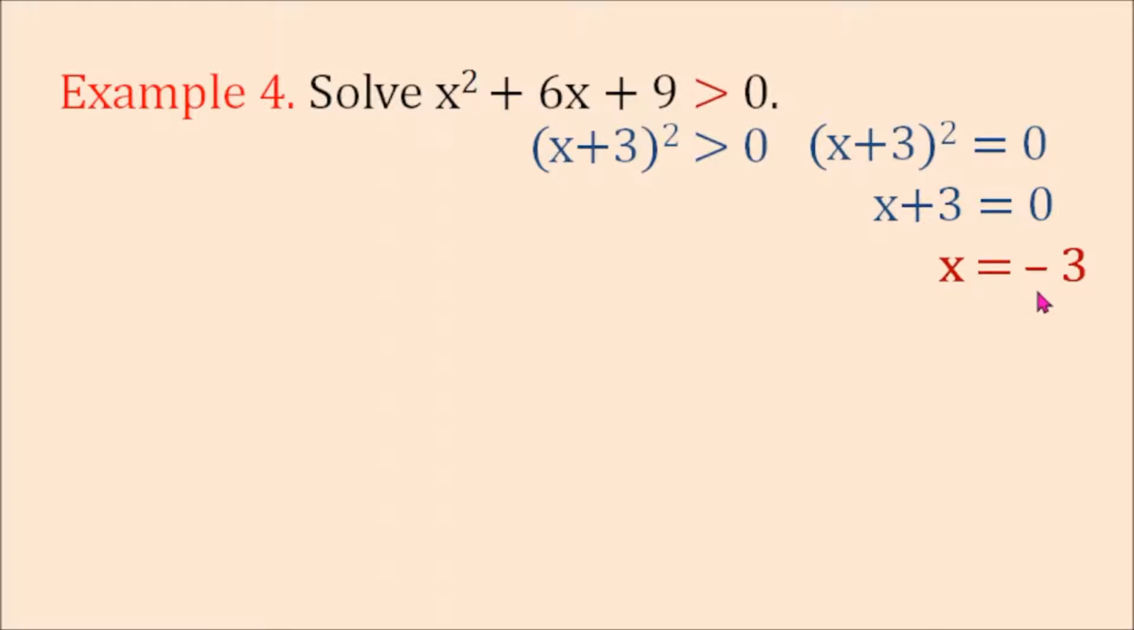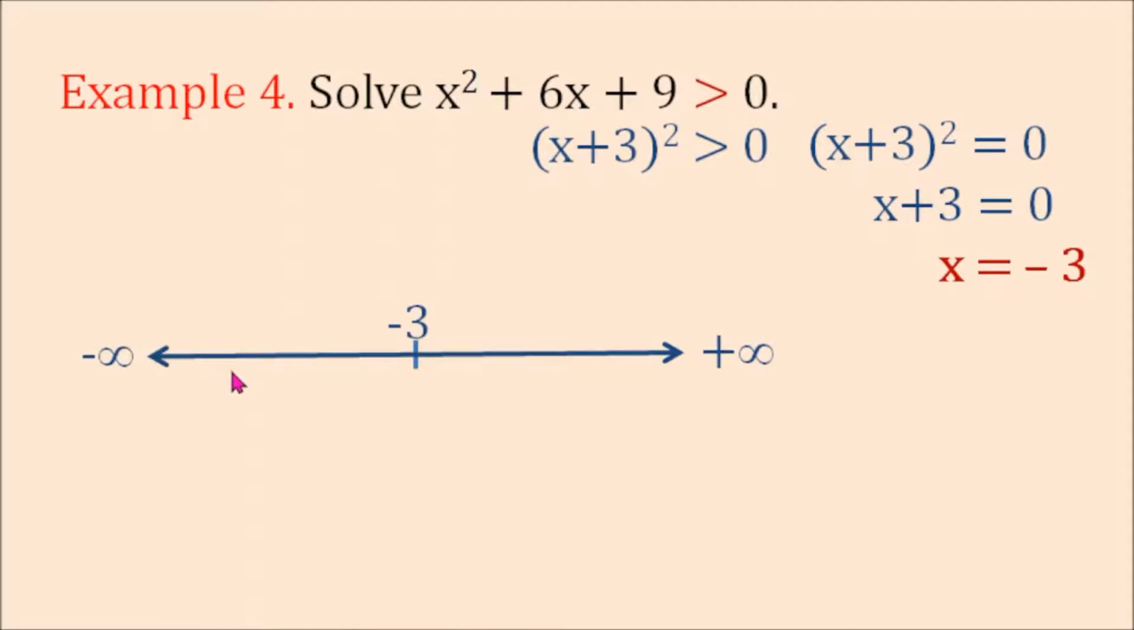So this value, x equals negative 3, we are going to exclude it. That would mean if we are going to draw our number line, we put our negative 3 here, and we will indicate positive infinity on the right and negative infinity on the left. Because negative 3 is excluded, we are going to put an open circle on it. This means x is less than negative 3, or x is greater than negative 3.